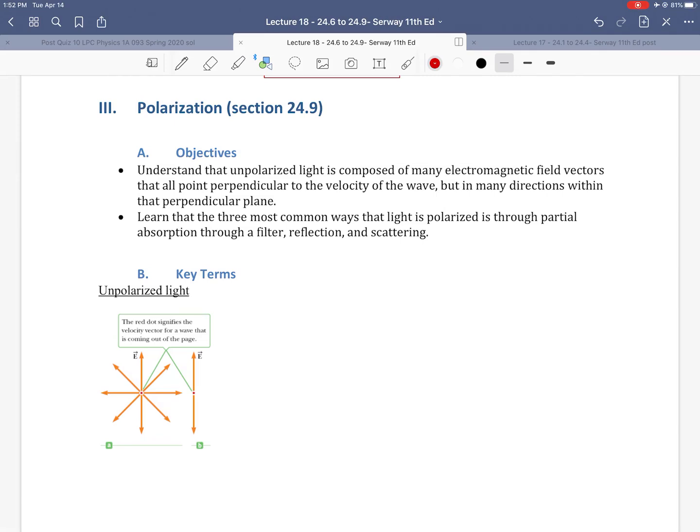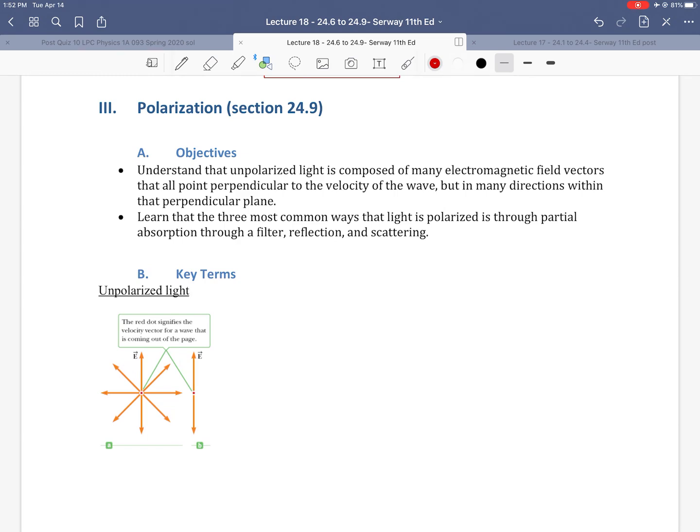Hello and welcome to part 3 of lecture 18, where we're going to talk about the last topic covered in chapter 24, and that is the topic of polarization. Okay, so polarization of light is all about its directionality, but in a sense that we have not really thought about so far.